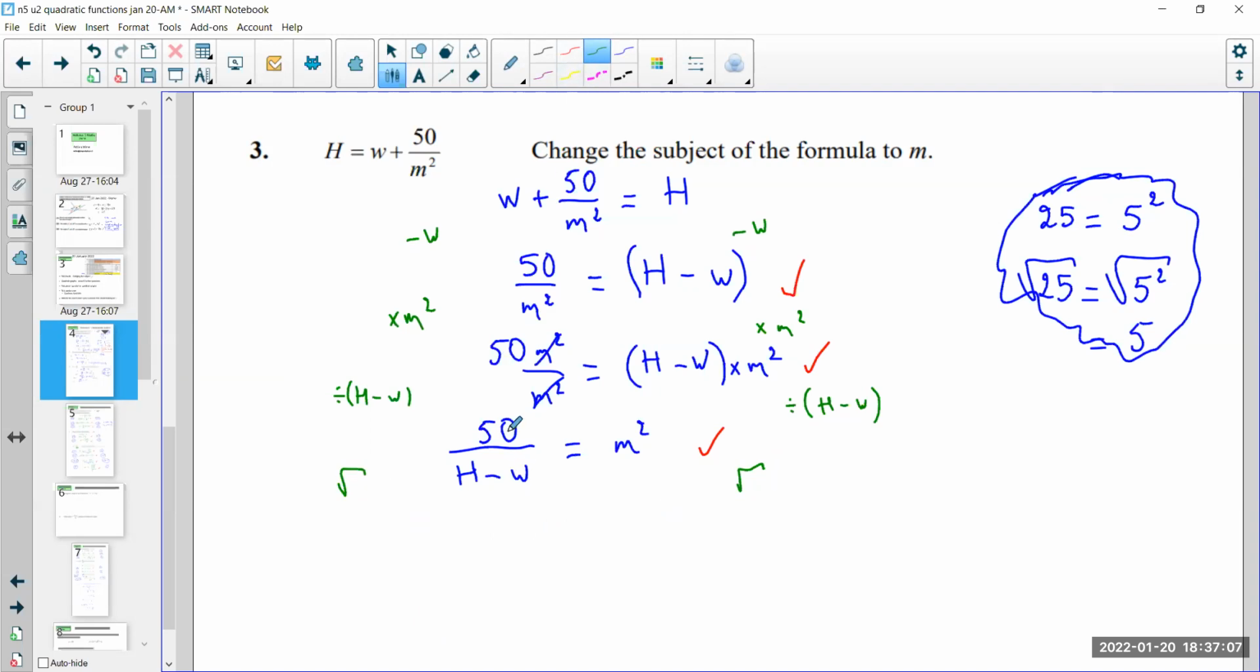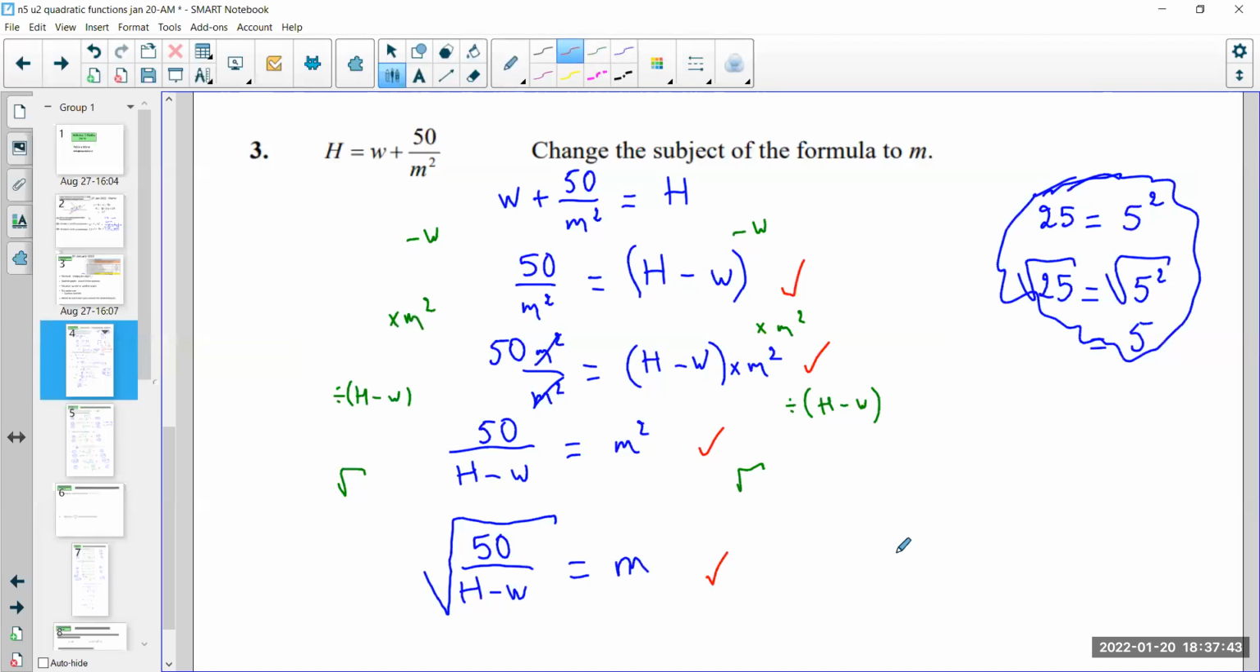Now, I've got a fraction. You need to take the square root of the whole fraction, not just the top, like I've seen people doing. So to do that, you can rewrite it as the square root of 50 over h minus w, but make your square root big enough to contain the whole thing. And that is m, which is your last mark here.